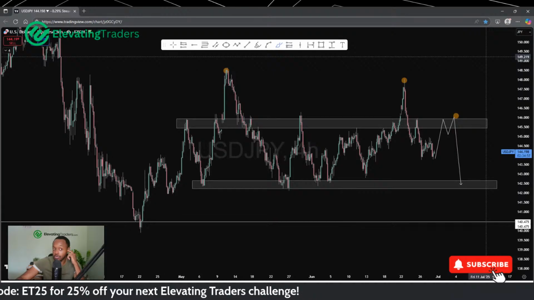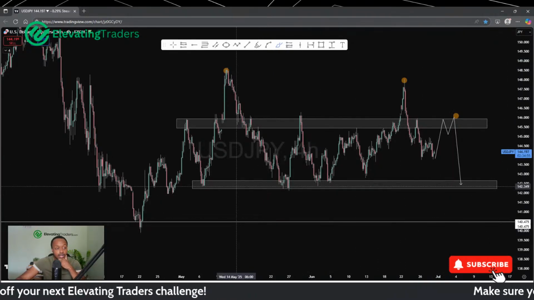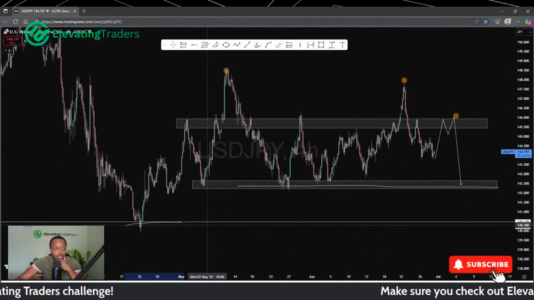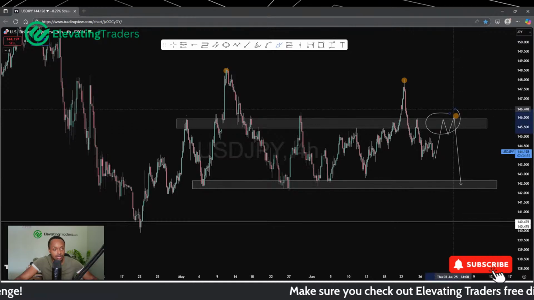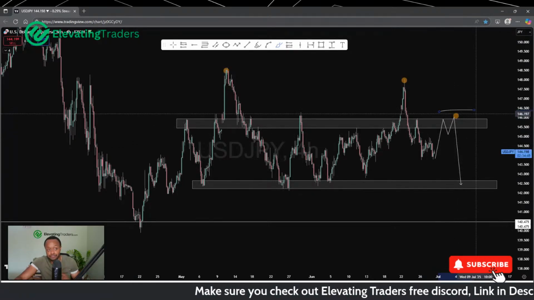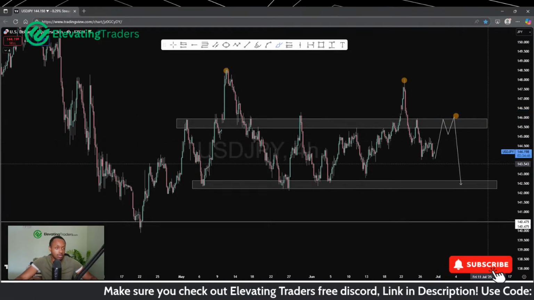So yeah, dollar yen I'm pretty bearish on. Expecting pushback into support here at least, and of course the lows there, and a retest of resistance. I would say it's a smart place to short, a smart place for a stop loss as well.